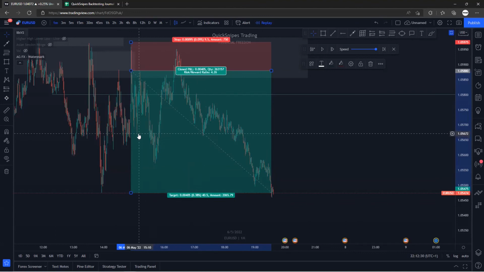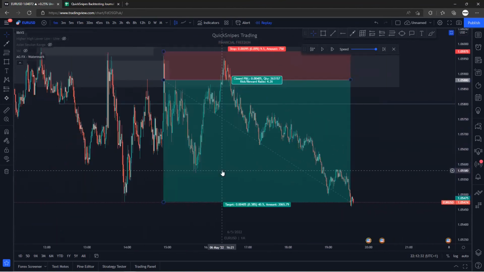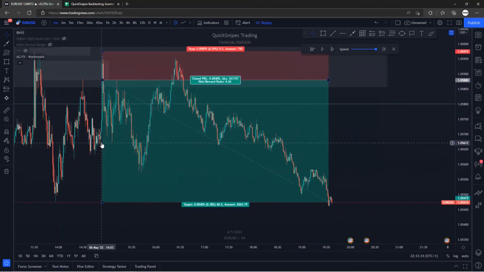And take into consideration, it's at the end of our trading hours. And 6th of May, what day is that? I'm just going to double check the day that was. 6th of May. Again, another key indicator.